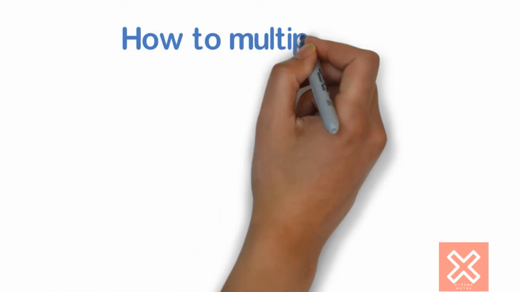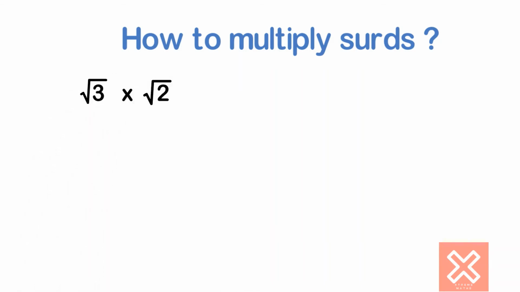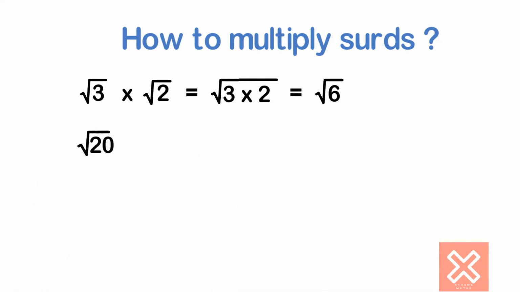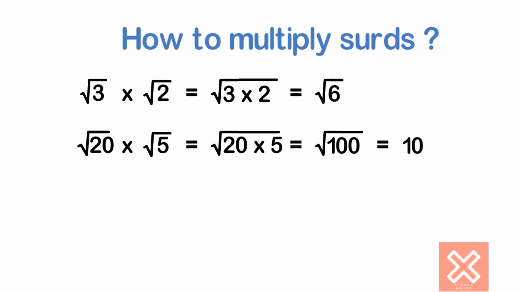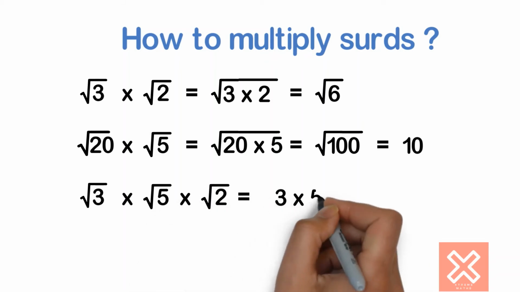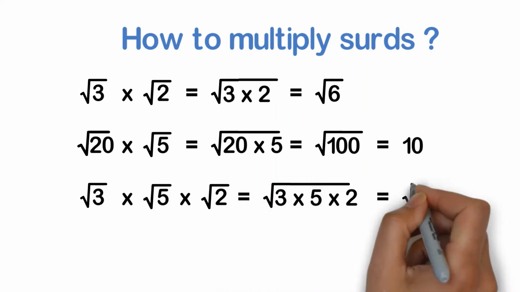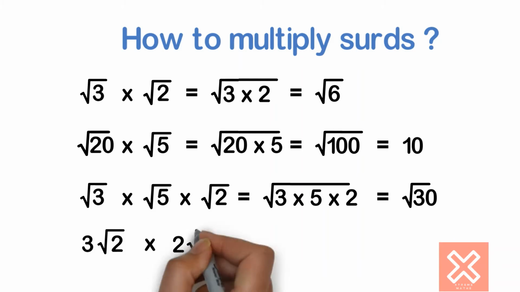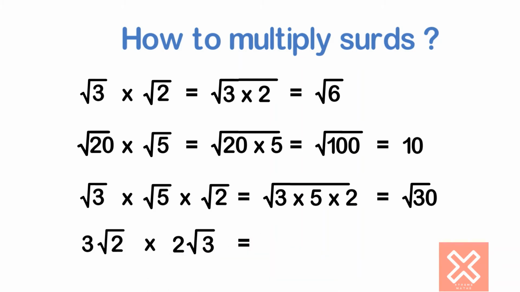How to multiply surds? √3 times √2: you can remember the basic concept I mentioned earlier. 3 times 2, √6. √20 times √5: 20 times 5 is √100, which equals 10. √3 times √5 times √2: 3 times 5 is 15, times 2, √30. 3√2 times 2√3 equals 3 times 2, 6, and √2 times √3 is √6, so 6√6.